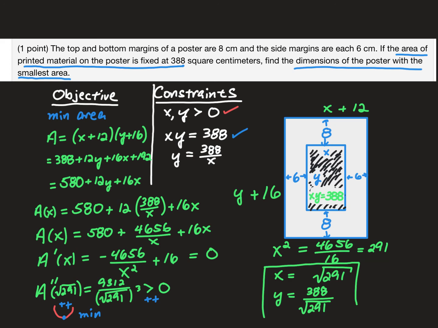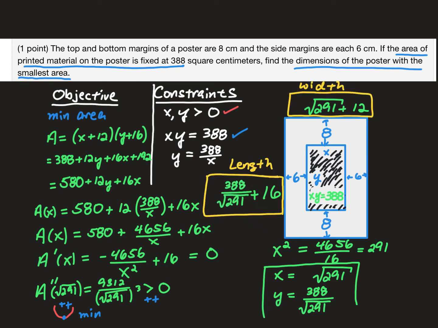Now, we're not done. We only have x and y, but we want to know the dimensions of the poster. The dimensions of the poster include this plus 6 plus 6, the margins, which gives us a plus 12, and the plus 8 plus 8, which gave us the plus 16. So we have to add these 12 to x and 16 to y to finish the problem. So don't forget to do that. So let's move that up there, and let's move the y over there. And then that is our length and width. So you can't forget to add on those margins there.